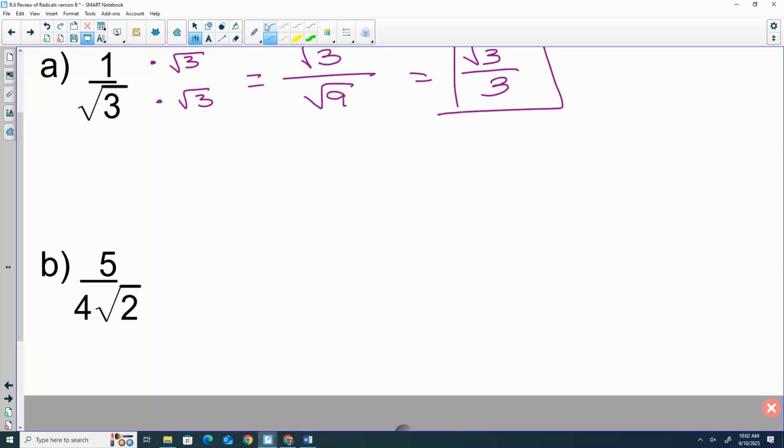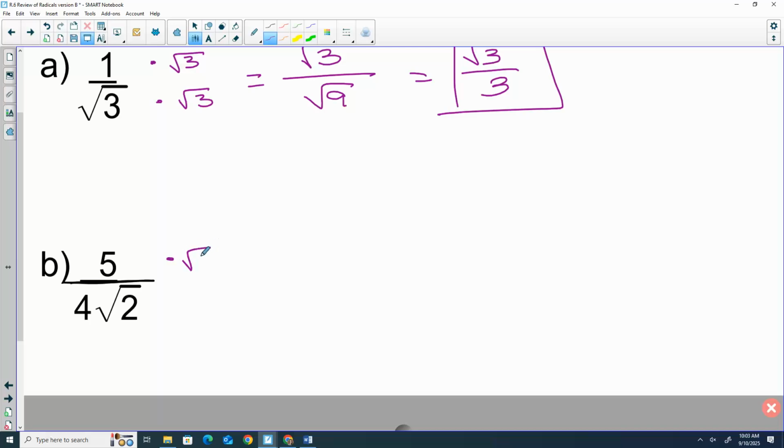If I said 5 over 4 square root of 2, we have to get the radical off the bottom. We don't have to multiply by the entire denominator here. The 4 isn't the problem. The square root of 2 is our issue.